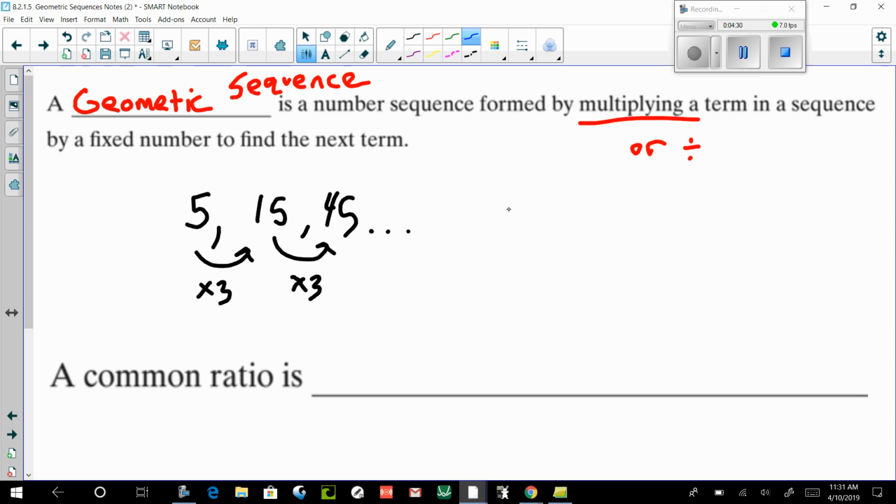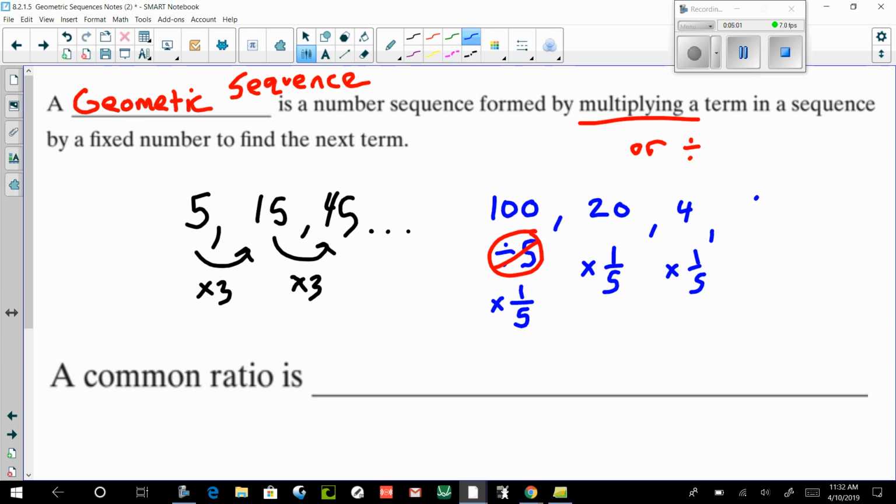Another example would be starting with the number 100. This time I'm going to divide by 5. Now, it does not work in our formula to use dividing. So dividing does not work. We have to eliminate the division sign. But we have to understand that multiplying by 1/5 is the same. So if I multiply 100 by 1/5, I end up with 20. If I multiply that by 1/5, I end up with 4. If I multiply that by 1/5, I end up with 4/5. So this would be another example of a sequence that appears to be dividing by 5, but dividing by 5 is the same as multiplying by 1/5.